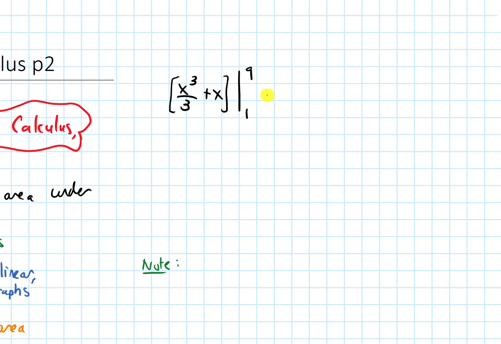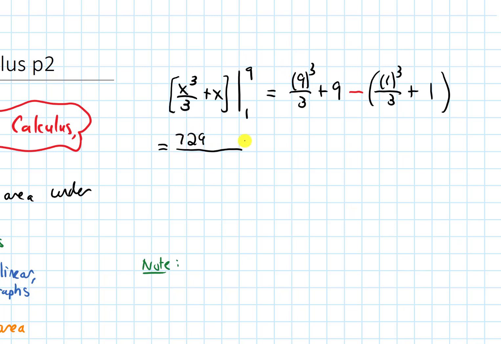All right, so let's do that. If we plug in 9, we will get 9 cubed over 3 plus 9, and then I have to subtract what we get when we plug in the 1. I make sure I put parentheses around this so I don't forget to distribute my negative sign. If I plug in 1, we get 1 cubed over 3 plus 1. Simplifying, 9 cubed is 729, minus 1 cubed is minus 1, all over the 3. Outside of that, we have plus 9 minus 1, which becomes a plus 8. So this simplifies to 728 over 3.